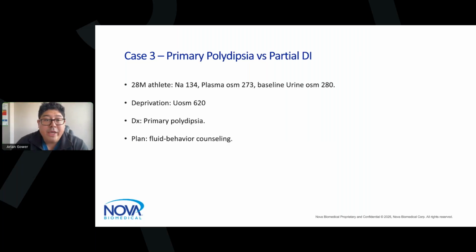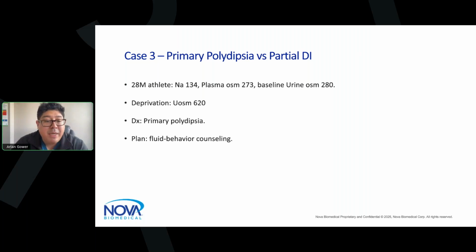Our third case is a 28-year-old athlete with marginally low serum sodiums at 134 milliequivalents per liter and a plasma osmolarity of 273 milliosms per liter and a urine osmolarity of 280 milliosms per liter. After the deprivation test, we can see that the urine osmolarity increases to 620, which confirms our diagnosis of primary polydipsia. Now, some questions of why this isn't a partial DI, for example, well, it's because the urine osmolarity did significantly improve without intervention, and this would be pretty classic for a primary polydipsia case.